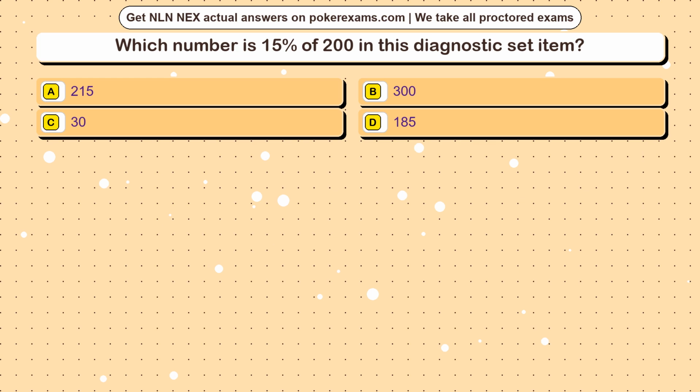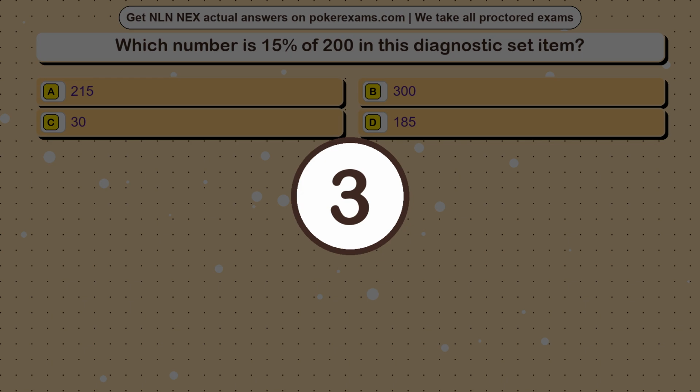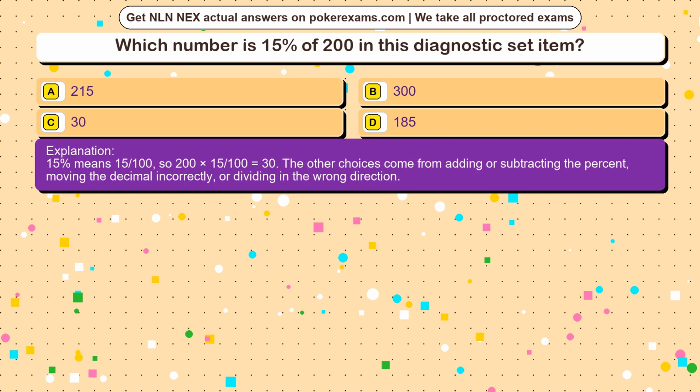Question 1. Which number is 15% of 200 in this diagnostic set item? Option A, 215. Option B, 300. Option C, 30. Option D, 185. The correct answer is option C. 15% means 15/100, so 200 times 15/100 equals 30. The other choices come from adding or subtracting the percent, moving the decimal incorrectly, or dividing in the wrong direction.